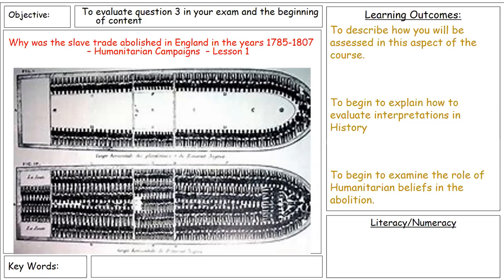Now, we're going to do 3 things. We're going to describe how you're going to be assessed in the aspect of the course, to look at how to evaluate interpretations, very similar to your paper 3 at GCSE, and then we're going to just touch upon humanitarian beliefs for you to look over some things for this lesson and do a few tasks.